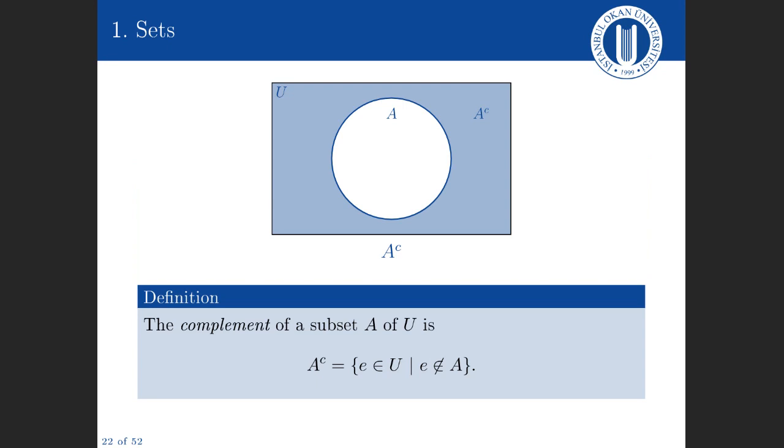The complement of A means everything which is not in A. More precisely, it's all of the elements E in the universal set such that E is not in A.